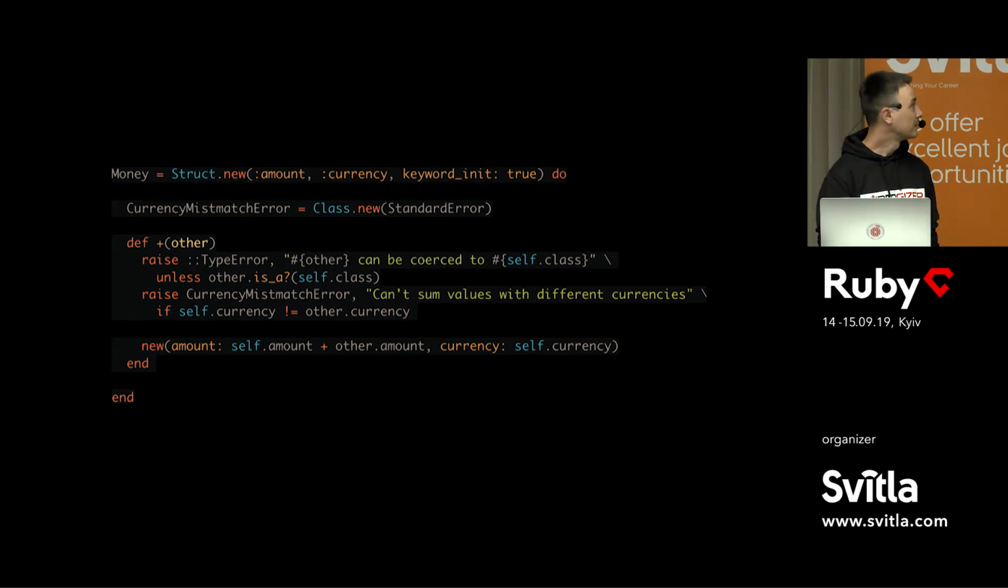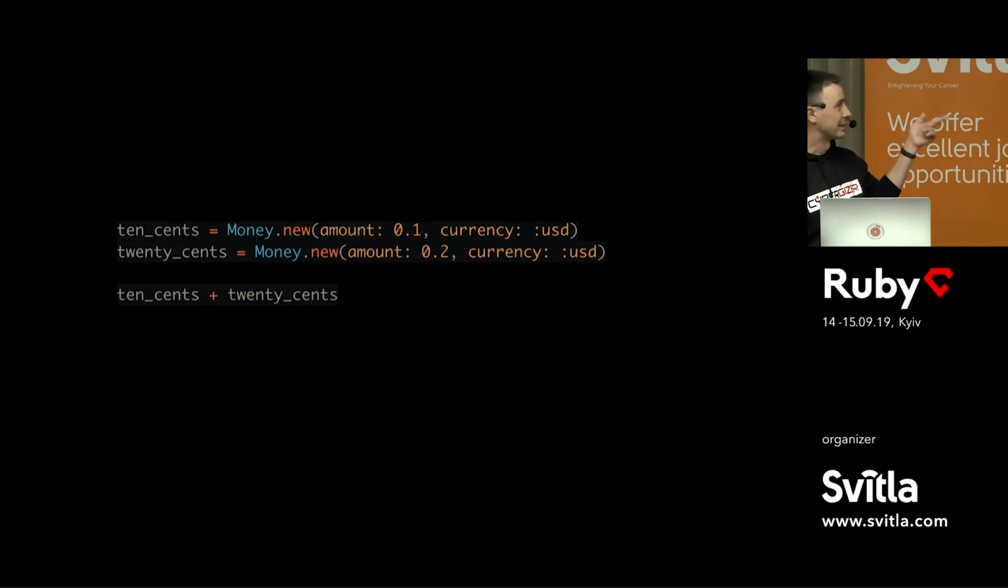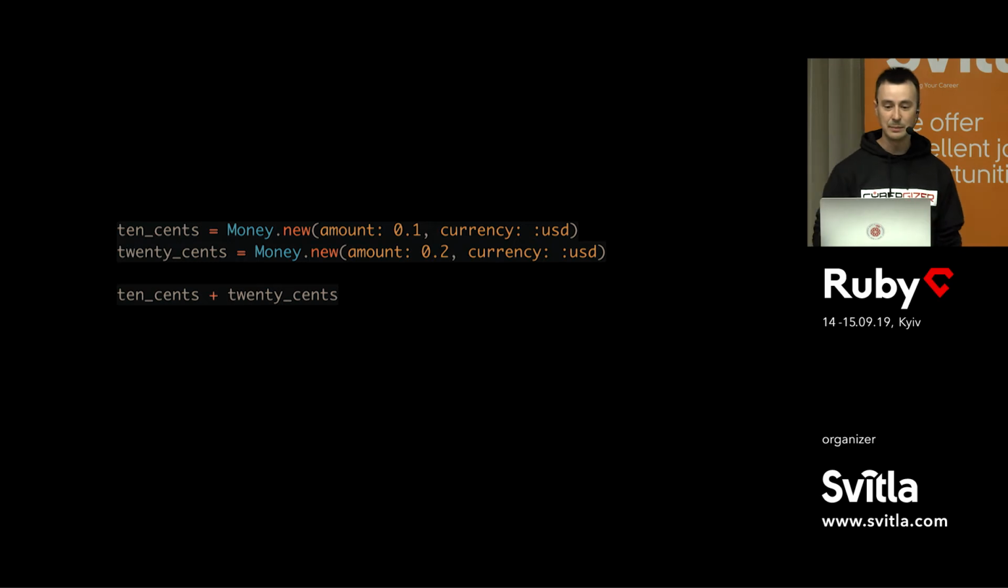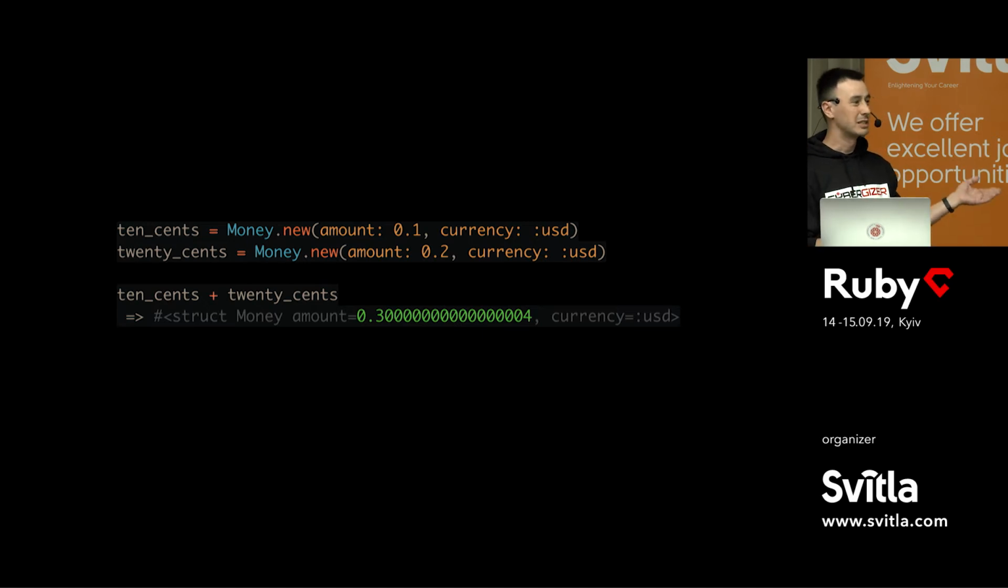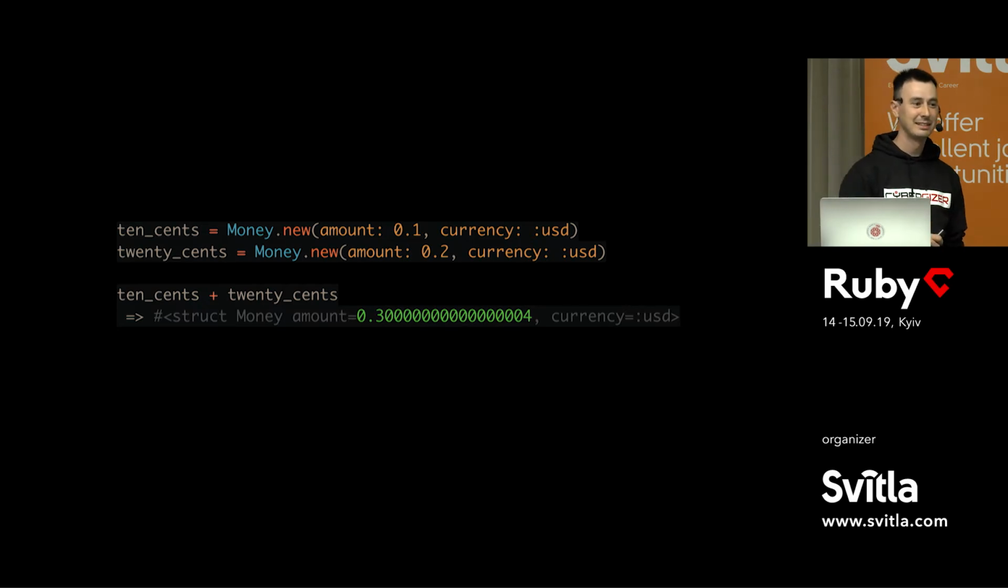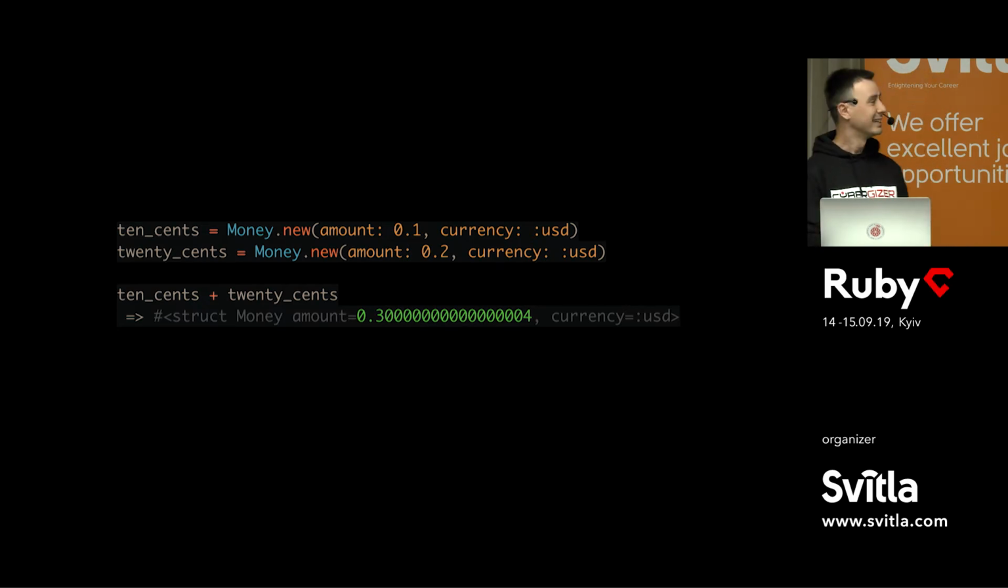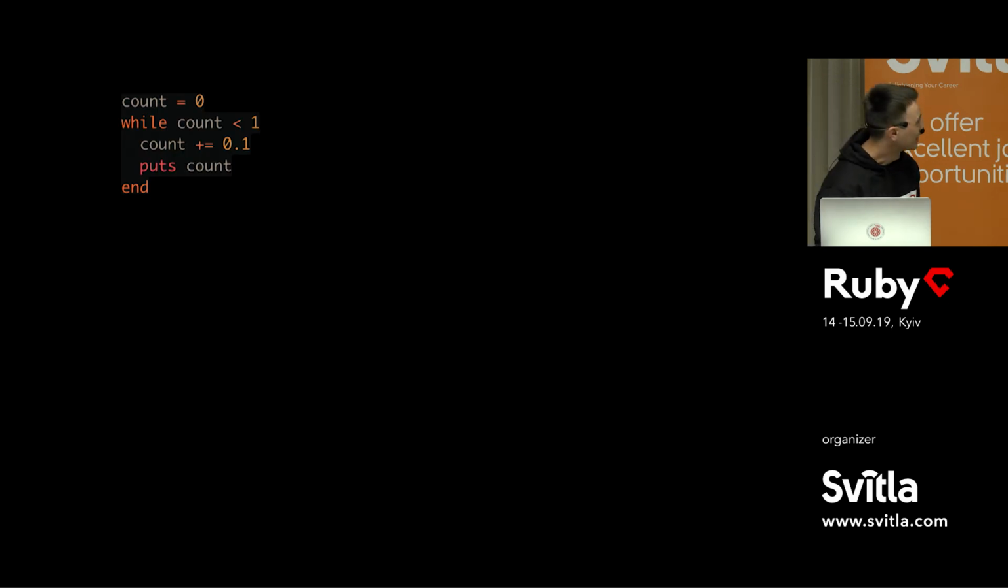So let's use it. We are creating 10 cents and 20 cents, and we are summing them. And guess what? We are starting to make some money. Well, does anyone know what's wrong with this implementation? You can't use floats for money. You need to use integers. Yeah, okay. Please don't use floats.